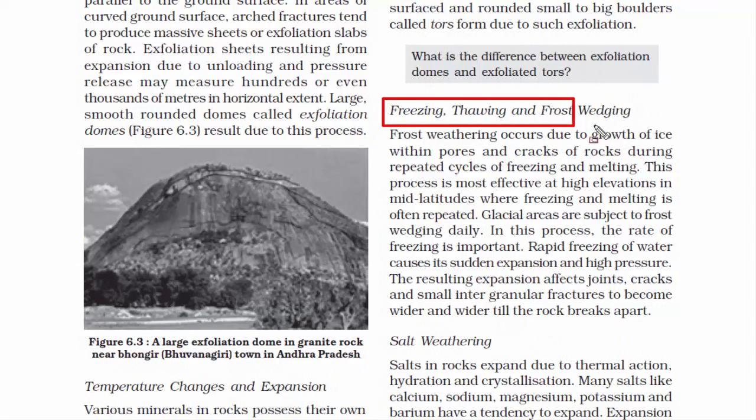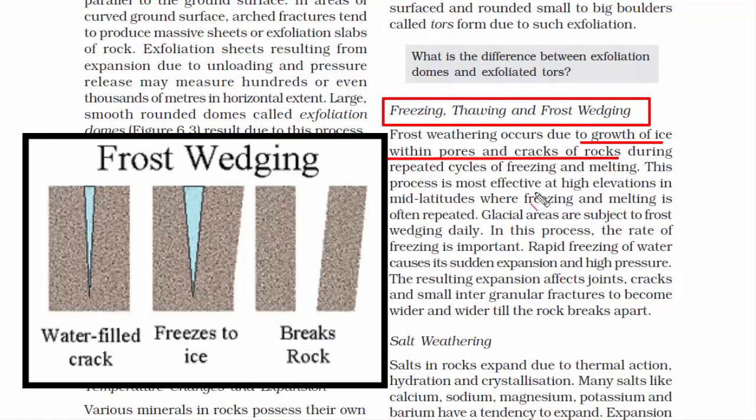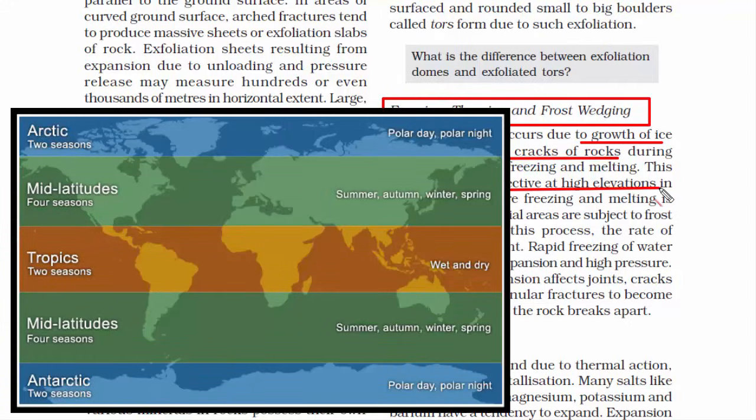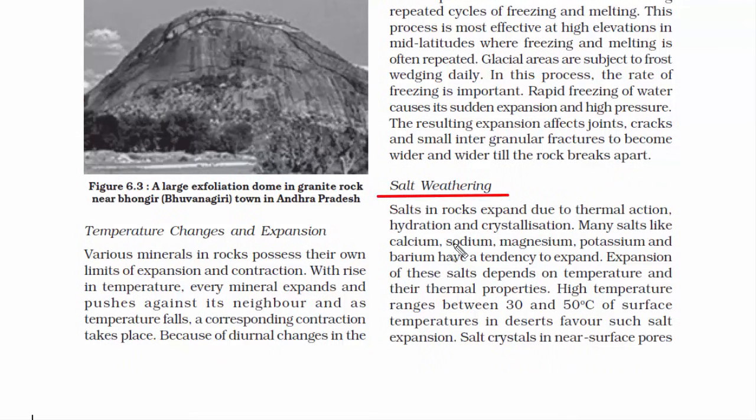The third type of weathering in physical weathering is freezing, thawing and frost wedging. Frost wedging is a type of mechanical weathering caused by frost and ice. Water expands when it freezes, and repeated cycles of freezing and melting slowly weaken the structural integrity of porous and cracked rocks. This process is most effective at high elevations in mid-latitudes, where freezing and melting is often repeated. We have also read that as we move away from the equator, the temperature falls. So mid-latitude areas are ideal, because here freezing as well as melting both occur, compared to areas where there is only ice and glacier. And the fourth type of weathering is salt weathering.